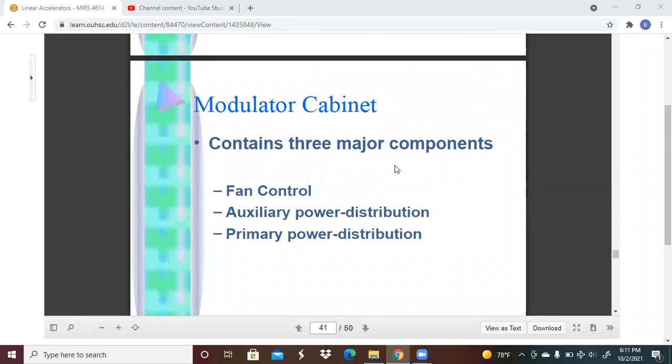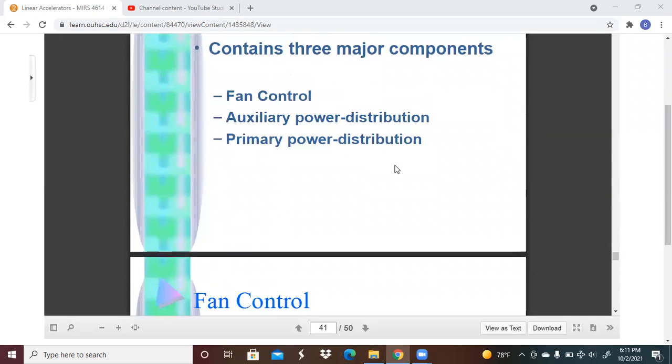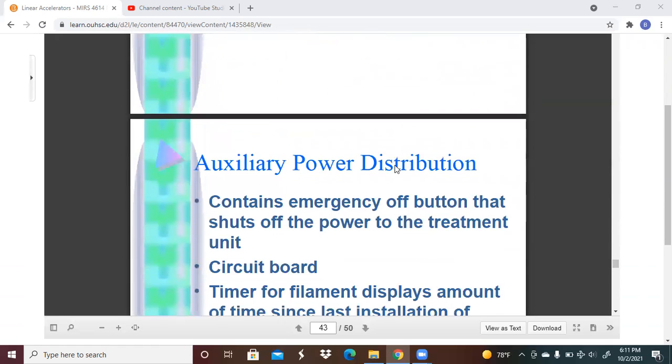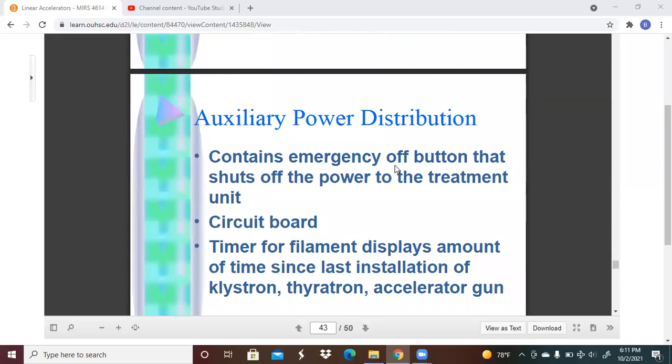It consists of three major components. You've got fan control, you've got auxiliary power distribution, you've got primary power distribution. Fan control turns the fans on and off for cooling as needed. It contains an emergency off button that shuts off the power to the treatment unit. This is part of the auxiliary power distribution. You've got a circuit board and a timer for filament displays, the amount of time since the last installation of the klystron, thyratron, or the accelerator gun.